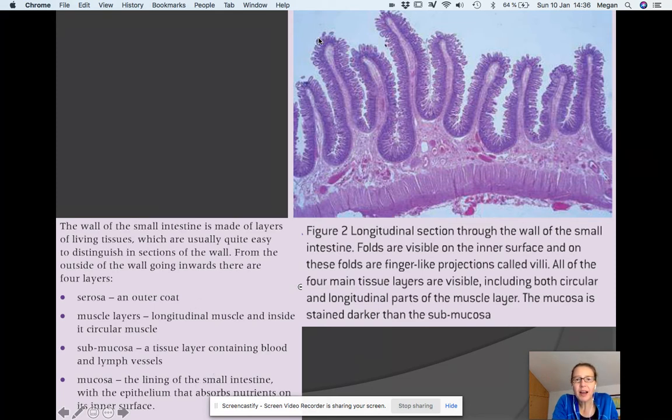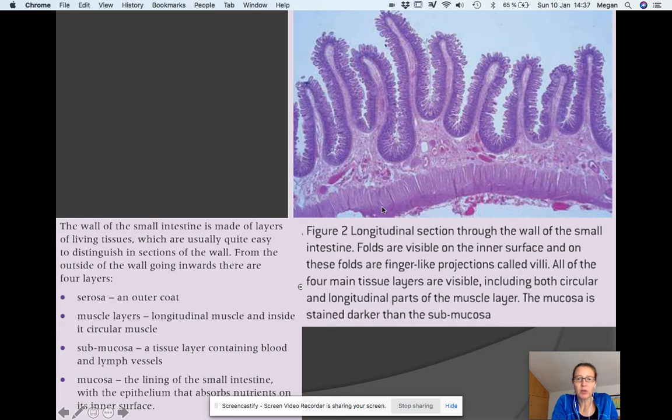Now, see all these little extra tiny projections? These are called microvilli. So each of these finger-like projections is called a villi, and then it's got even more of these little tiny one-cell projections called microvilli. So these are pretty cool too. They increase the surface area even further. So this is the mucosa, and this is the submucosa just underneath, okay?